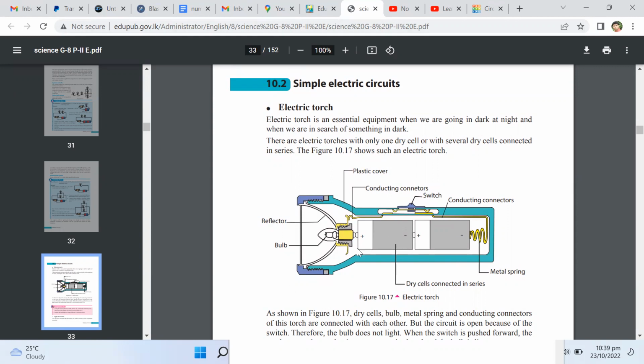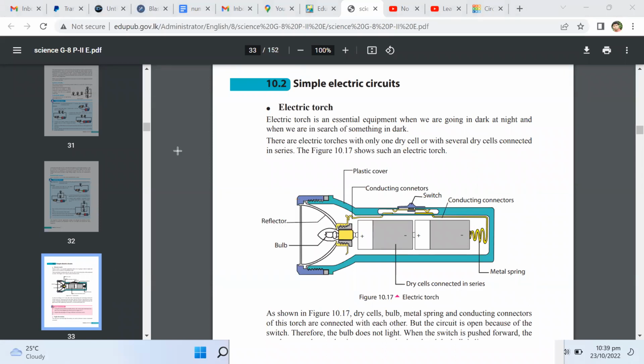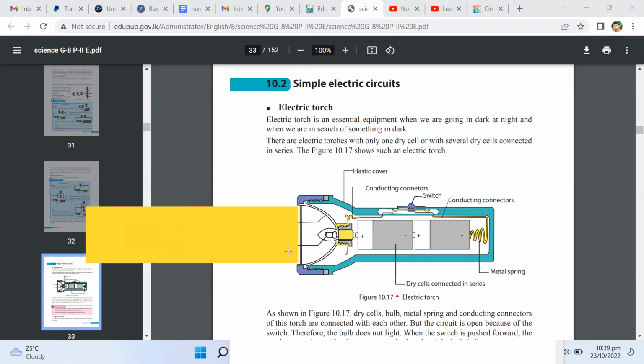Actually, why is there a reflector? Because the light generated from this should be sent towards this direction. The light generated needs to be sent towards this direction, right? That is the reason why this reflector is used. Otherwise, it's moving here and there in all ways, and you cannot get a very good beam. If you want to get a very good light beam, you need this reflector. Anything else? A metal spring is pressing and holding the batteries, and the switch is to turn on and turn off.